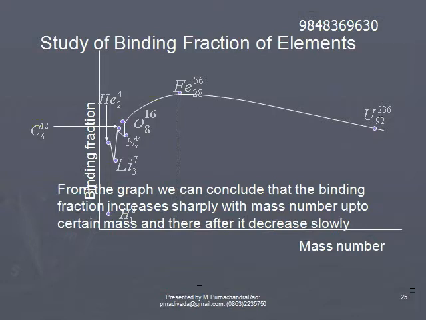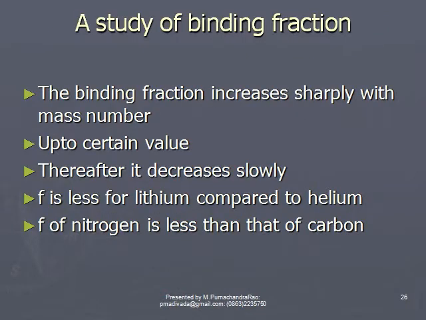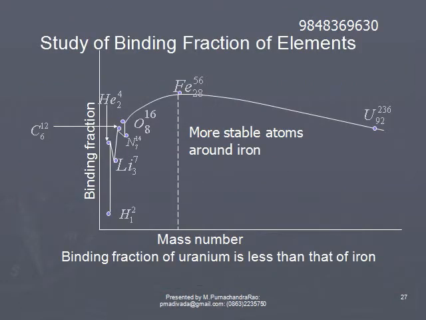We notice that the binding fraction increases with the atomic mass number. Of course, there are slight variations. Helium has more binding fraction compared to lithium, for example. But the binding fraction increases with the increase in mass number, and it reaches its maximum value around iron, not exactly at iron, but around iron. It is fairly constant there. Elements around iron have the highest values, so these nuclei are more stable.